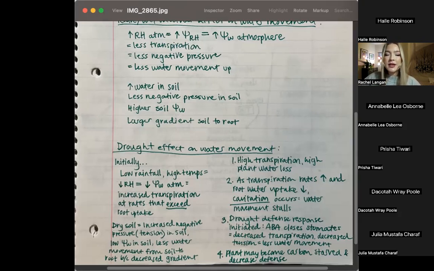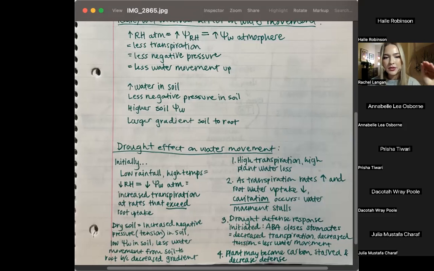After this happens, or maybe simultaneously, the plant will initiate a drought defense response, which is that ABA. ABA is a hormone that gets synthesized in response to drought, and it closes the stomates. So even though we had initially high transpiration, this will come back and stop that by closing the stomates, increasing resistance. And that's going to decrease the tension, the negative pressure, because we're not having water evaporate, and we're going to have less water movement through the plant.